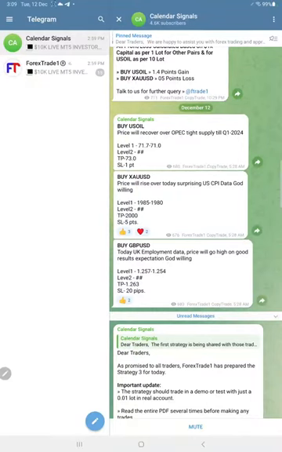Here is the performance for today's calendar signals. Today's date, 12th of December, and today we gave buy oil, buy gold, and buy GBPUSD. Calendar signals given based on today's economic data, and also we are considering the oversold and overbought market conditions.